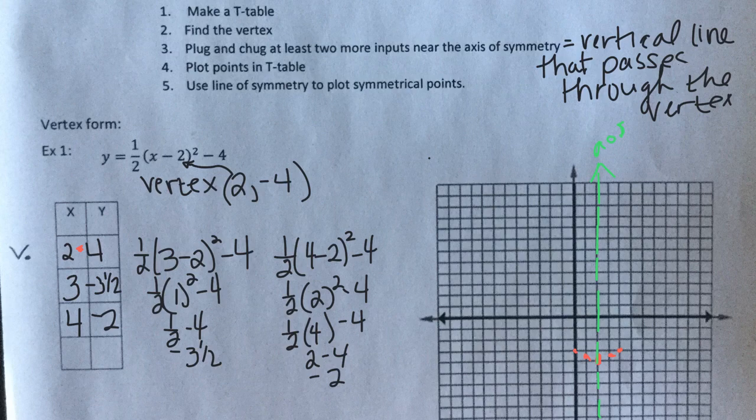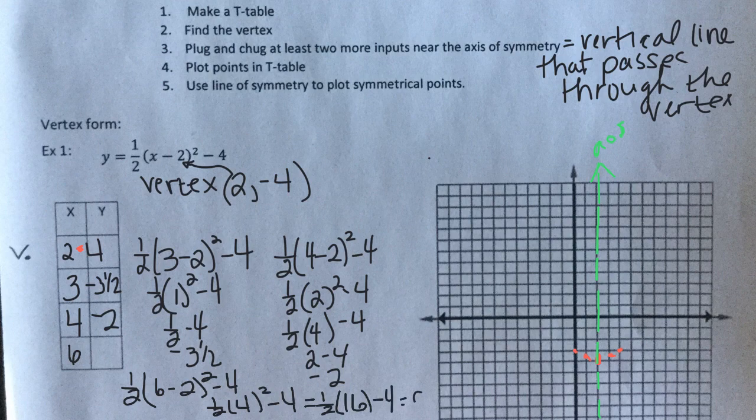So at this point, I don't feel like we have a really great picture of our parabola, so I'm going to plug in 6 and see what I get. Just one more number. I'm not going to plug in 5 because 5 is odd and I have multiplying by 1/2, so it's going to give me a fraction. So if I plug in 6, I get 1/2 times (6 minus 2) squared minus 4, which is 1/2 times 4 squared minus 4, which is 1/2 times 16 minus 4, which is 8 minus 4, which is 4. So my point at 6 actually comes all the way up to +4.